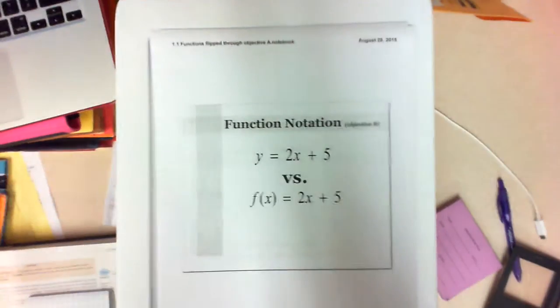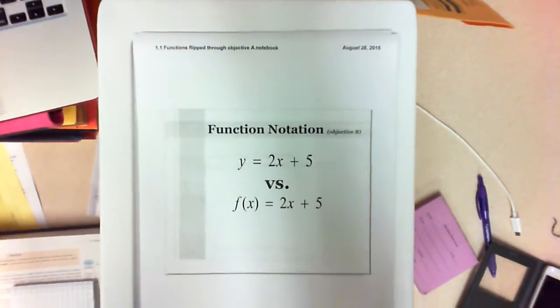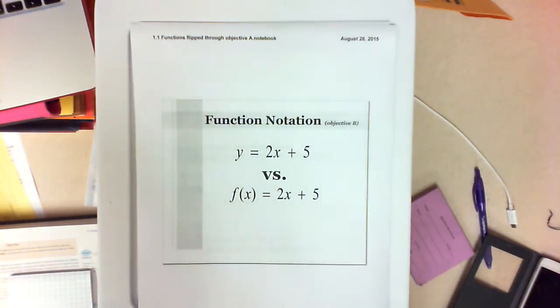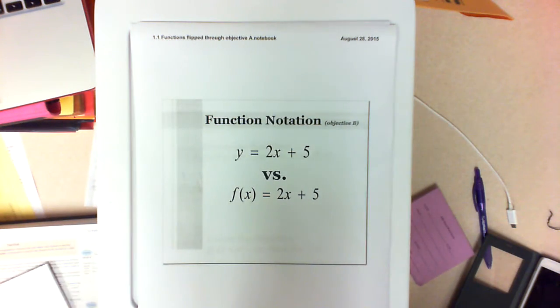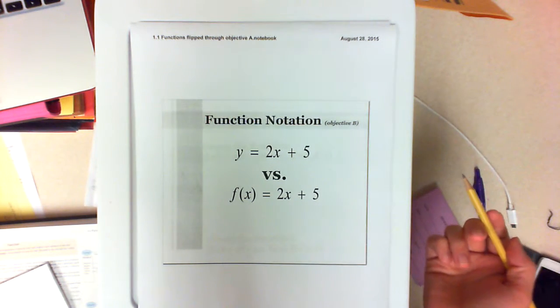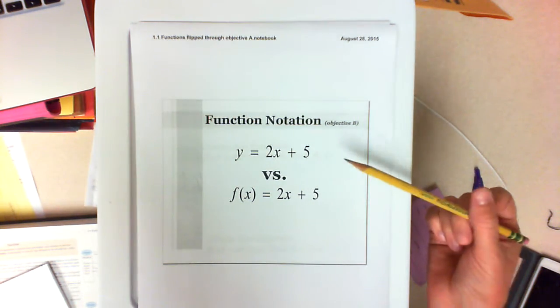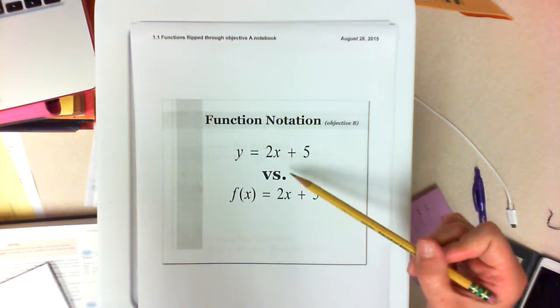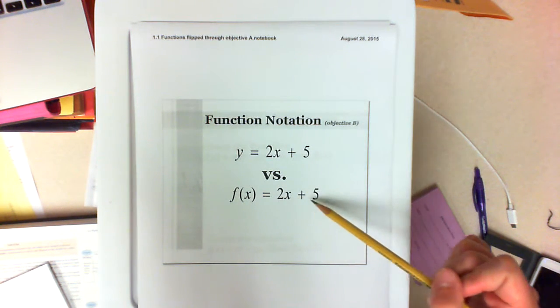Hopefully you can read the words, and to make this video, I'm just going to show you how I go through the textbook with some of the problems. So Objective B is our next part in Chapter 1, and what I want to talk about first is the difference between y equals 2x plus 5 versus f of x equals 2x plus 5.